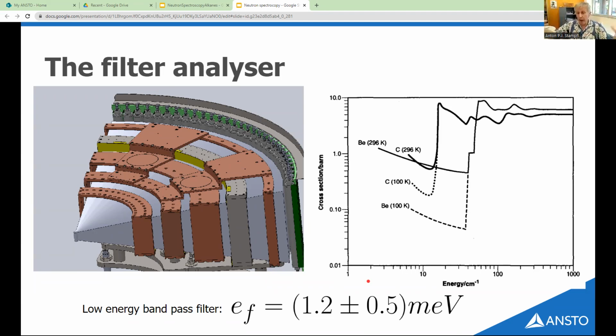And because we sum it up, we're getting a really good estimate of the density of states or the vibrational modes. And so it's a very nice instrument to use, very simple in terms of the actual physics of how it works, and very nice to use.